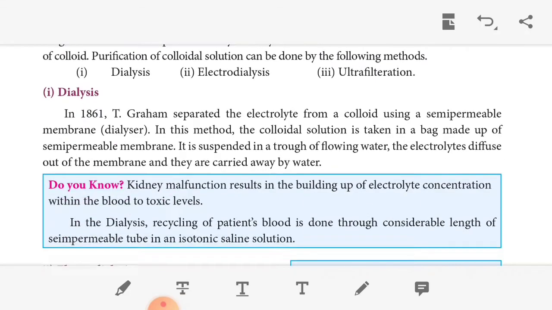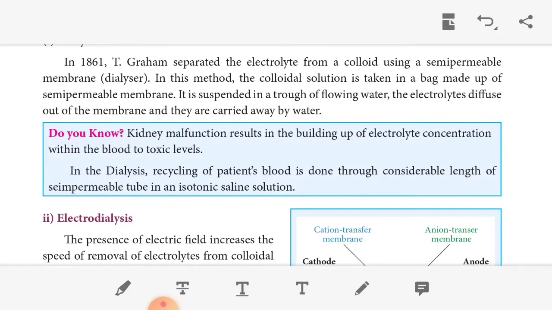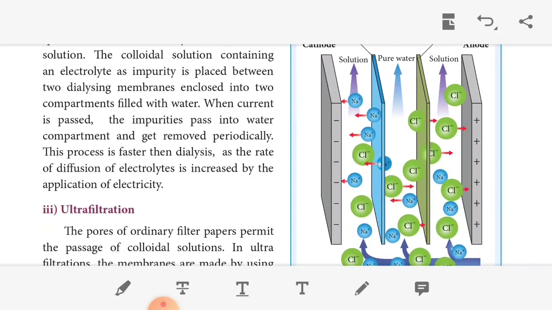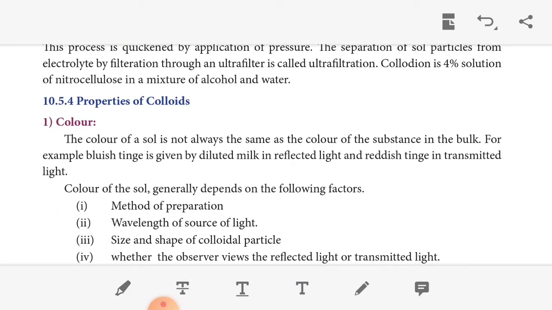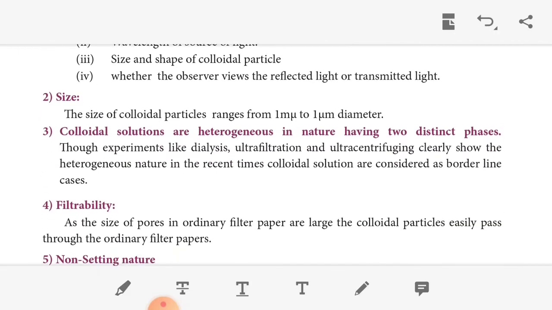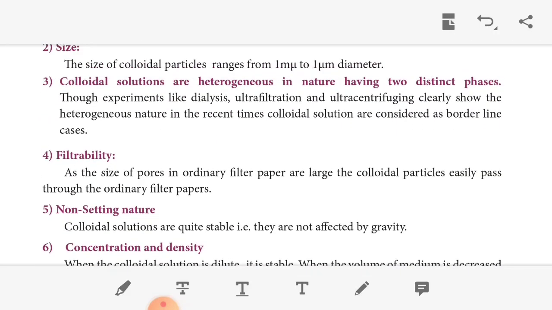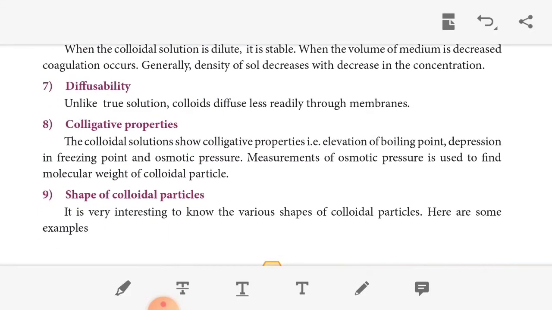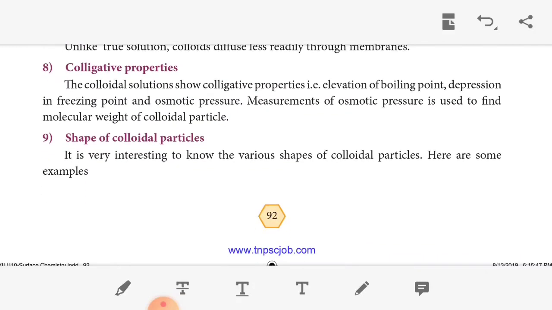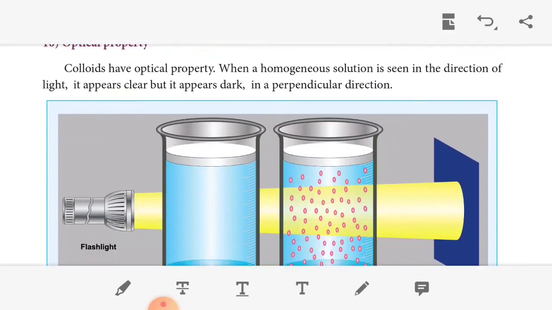Okay, then last, properties of colloids. There are 14 properties, and some properties are important. The first one is color, the second one is size, then third is colloidal solutions, fourth is filterability, fifth is non-settling nature, sixth is concentration and density, seventh is diffusibility, eighth is colligative properties, ninth is shape of colloidal particles, tenth is optical properties, and the eleventh is kinetic property.